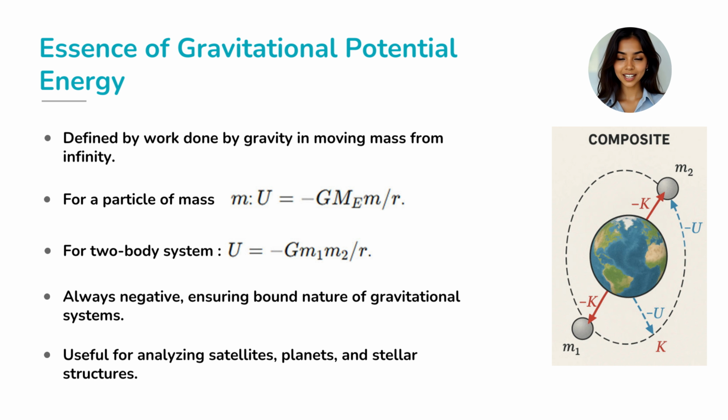For general distances, U equals minus GMm over r. And for two masses, U equals minus Gm1m2 over r. It is always negative for bound systems, which is why planets, satellites, and galaxies remain connected by gravity. This concept forms the backbone for topics like orbital mechanics, escape velocity, and astrophysics.